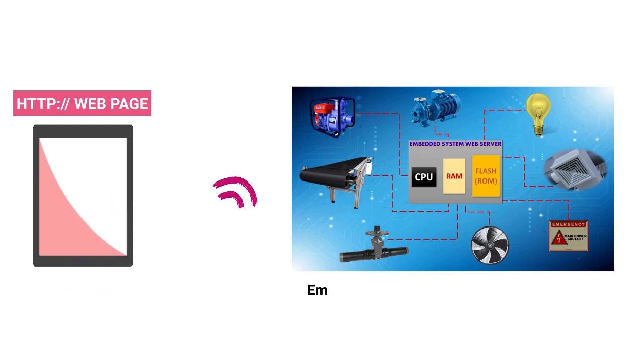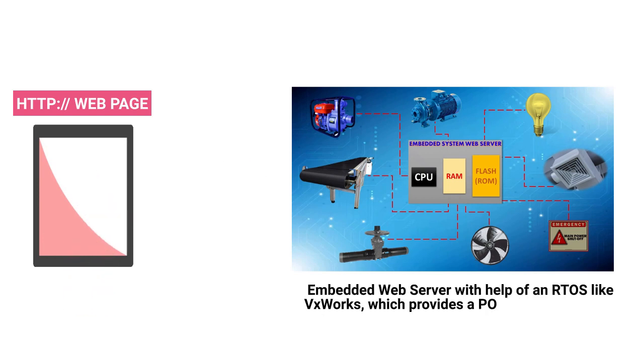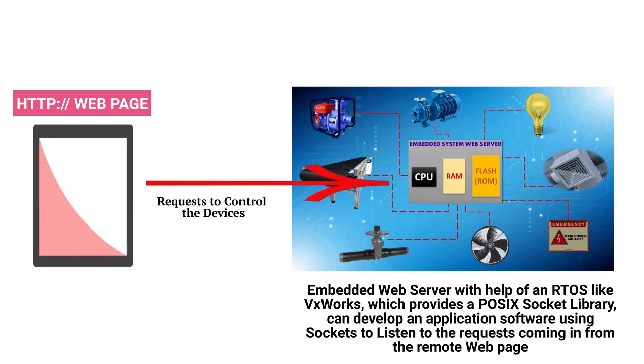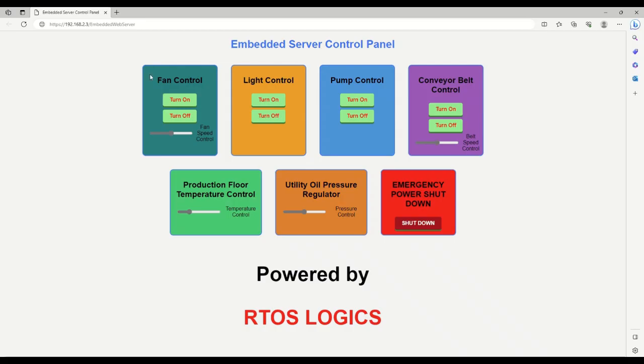And the embedded web server software, with the help of an RTOS like VxWorks, which provides a POSIX socket library, can develop an application software using sockets to listen to the requests coming in from the remote web page. Here I have created an example web application for, let's say, fan control, light control, pump control, emergency power shutdown, etc.